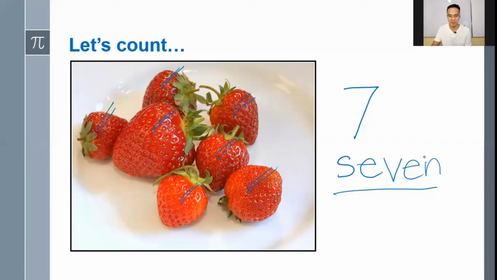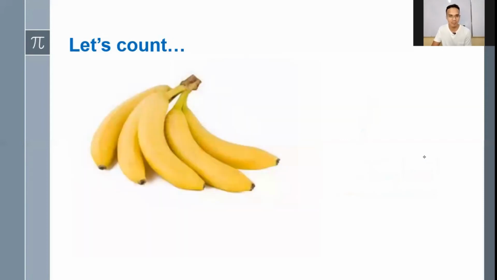Okay, let's move on to the next example. We have bananas. Let's count how many bananas there are in the picture. We have 1, 2, 3, 4, and 5. Again, let's count. 1, 2, 3, 4, 5. There are 5 bananas in the picture.